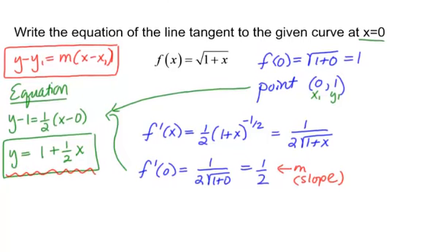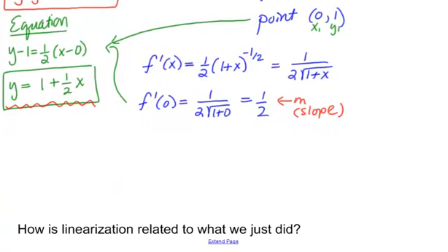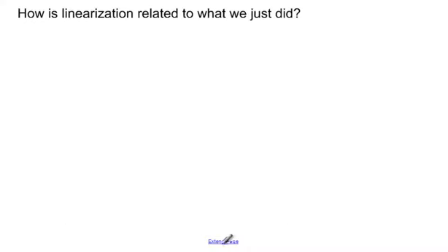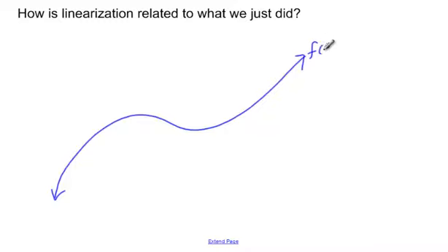All right, so let's talk about what that means and how linearization is related to what we just did. When we do linearization, what we're doing is writing the equation of a line at a point. So let's just draw a simple sketch, and let's look at what this means visually before we discuss it analytically. Let's call this f of x, and let's say I want the equation of this tangent line right here at this point, and let's call this x value x equals a.